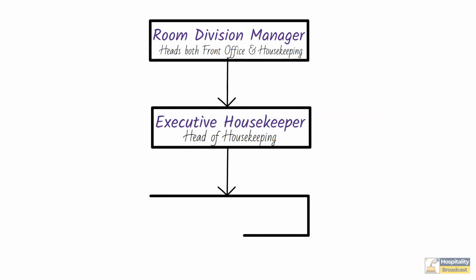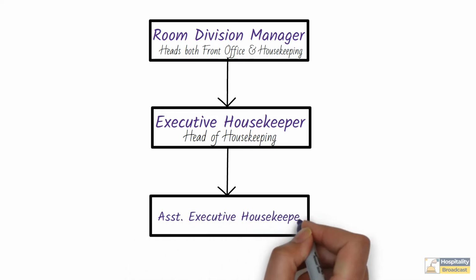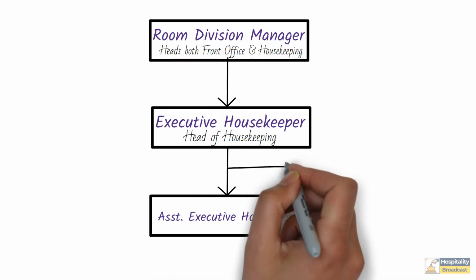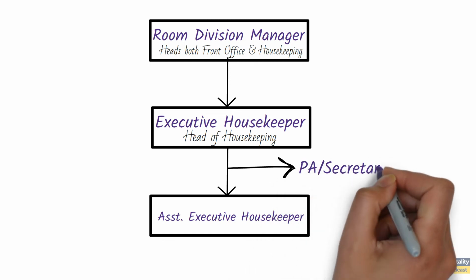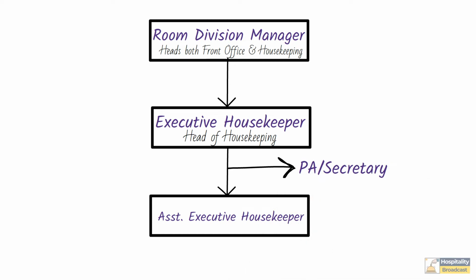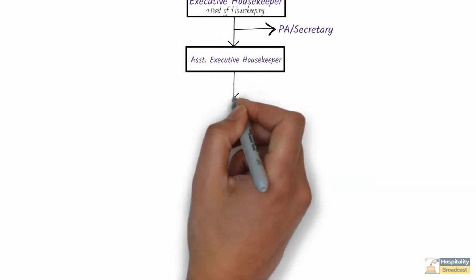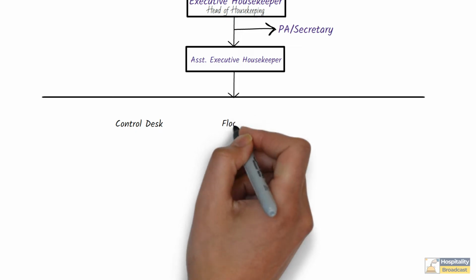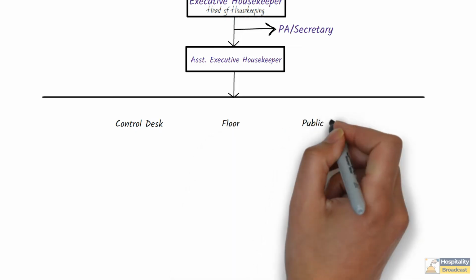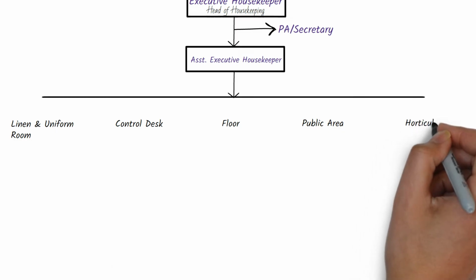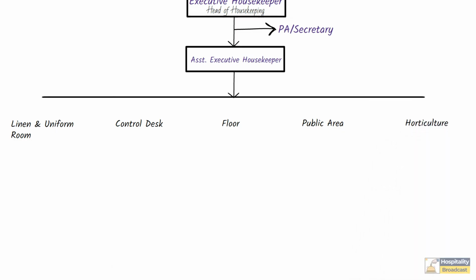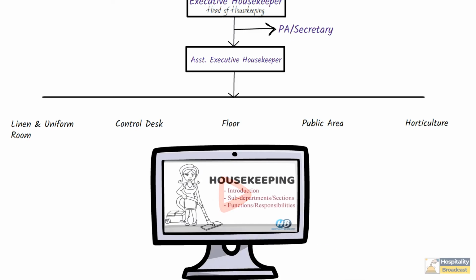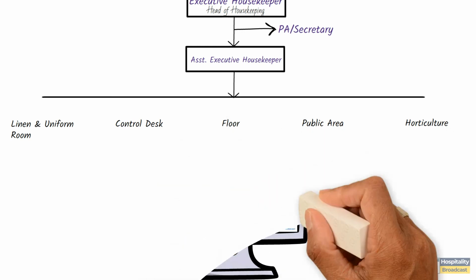Now, to assist the executive housekeeper, there is an assistant housekeeper just below the executive housekeeper. Also, there could be a personal assistant or secretary for the executive housekeeper for handling appointments, managing meetings, and doing extra ancillary work. Now, this assistant housekeeper looks after the various areas of responsibility such as the control desk, floors where guest rooms are located, public areas, linen and uniform room, and horticulture. These are the sub-departments of housekeeping. For an introduction and the sections of housekeeping, go through this video. It will make it easier to understand the organization chart.